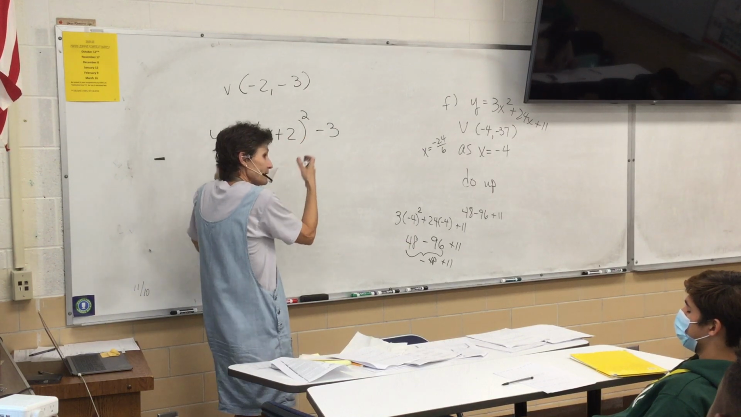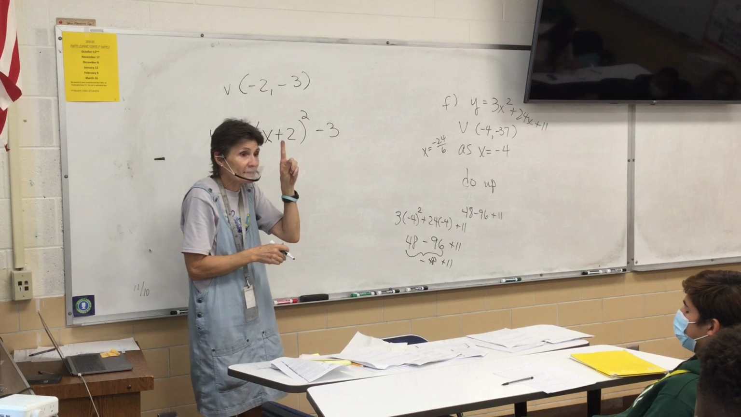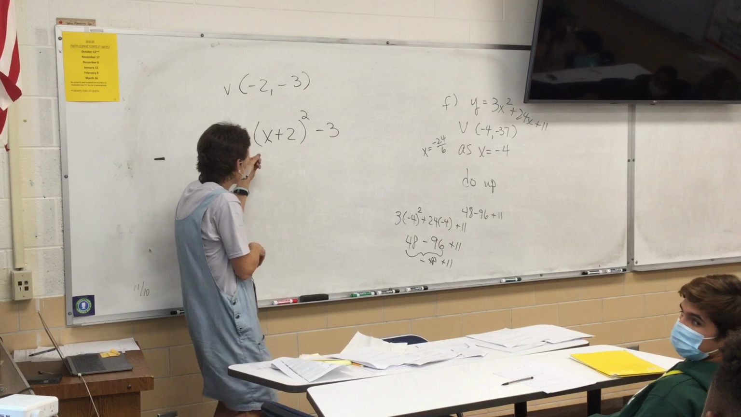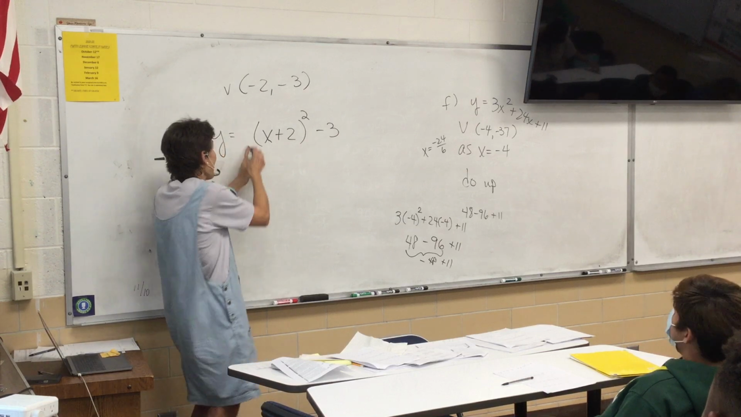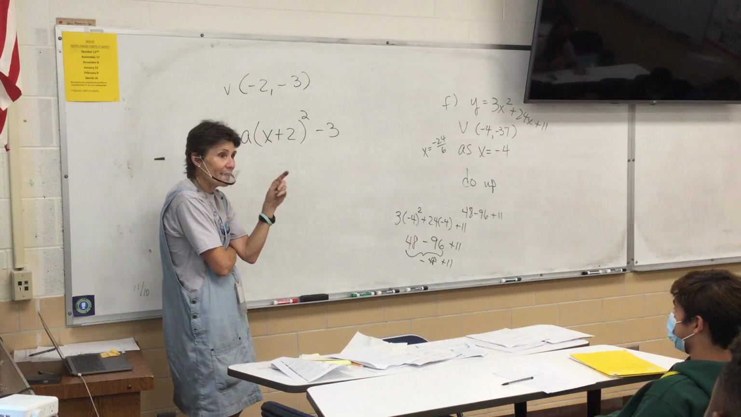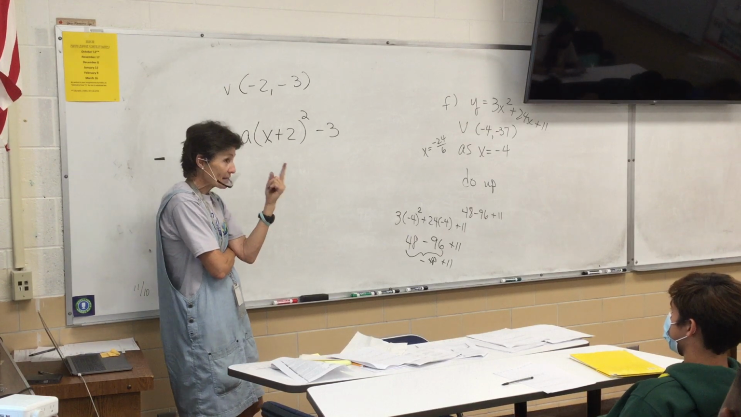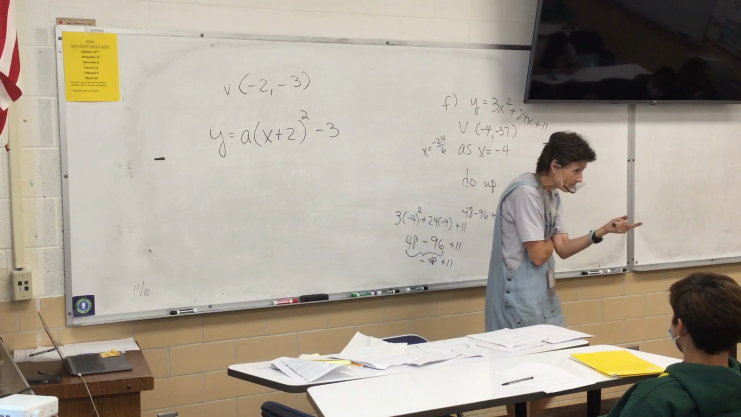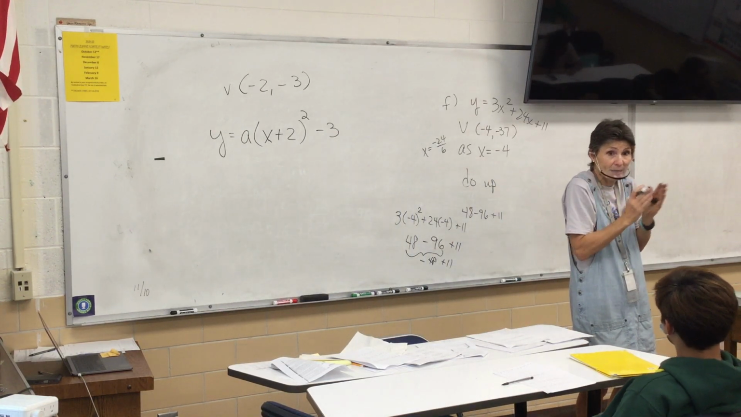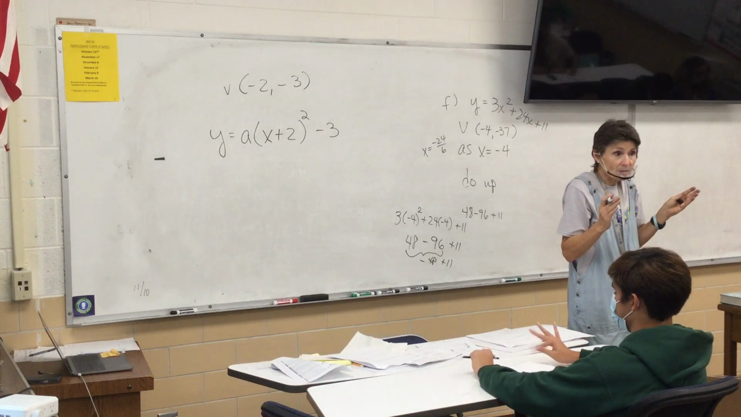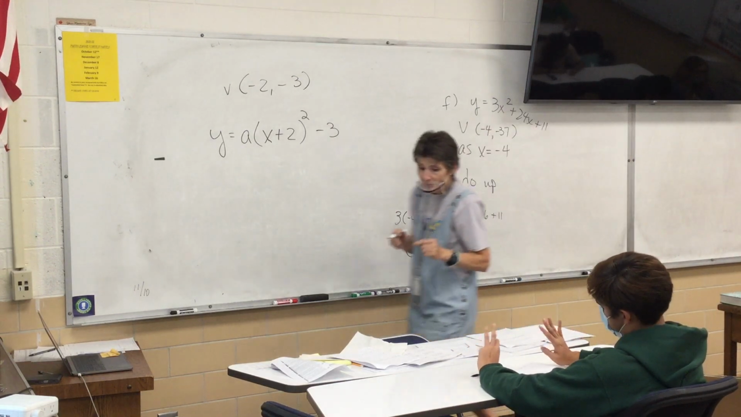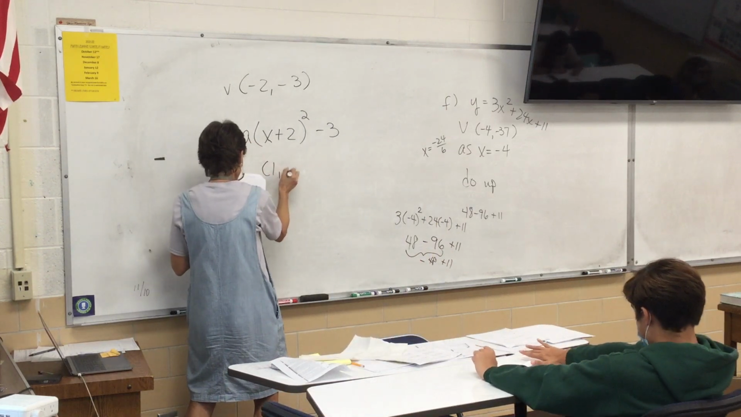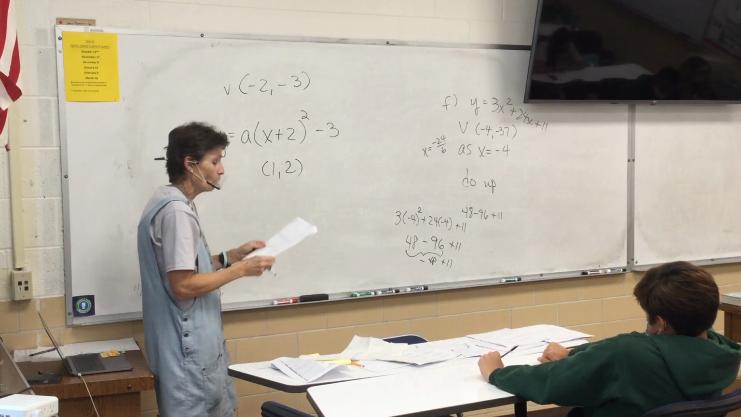Now, that is vertex form, except one thing is missing. What's missing? The number in front. I do not know what my A is. And that's an important thing to know because it tells me whether I open up or down, and it tells me how fat or skinny I am. All right? Now, luckily, they provided me with an extra piece of information. They said the parabola contains the point 1, 2.